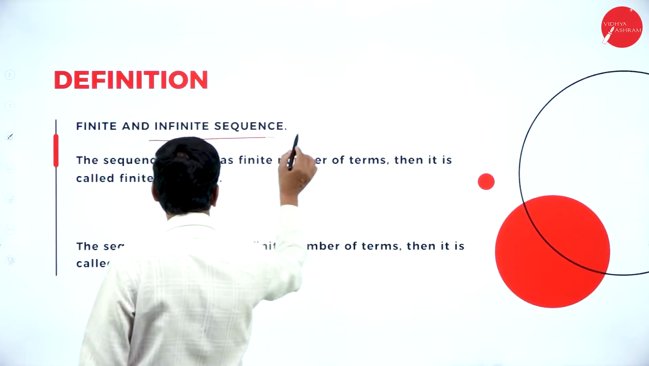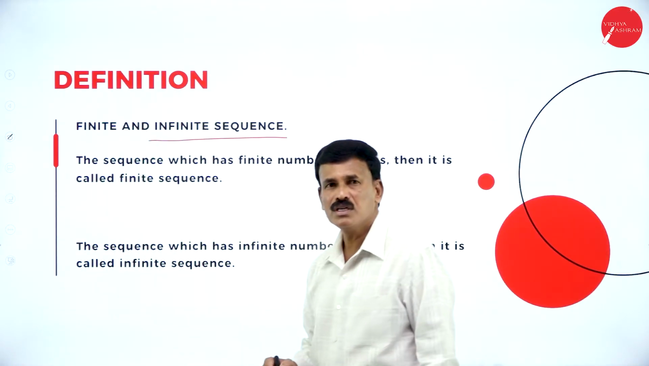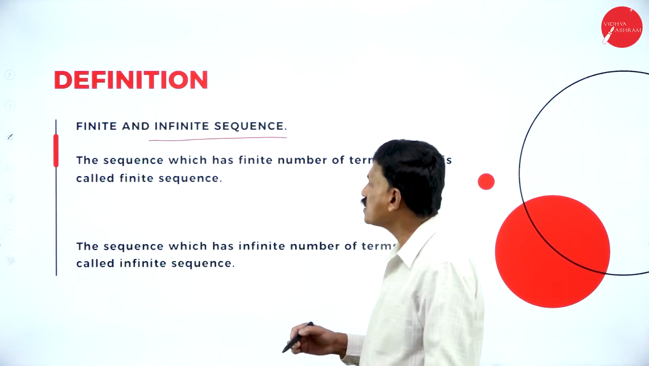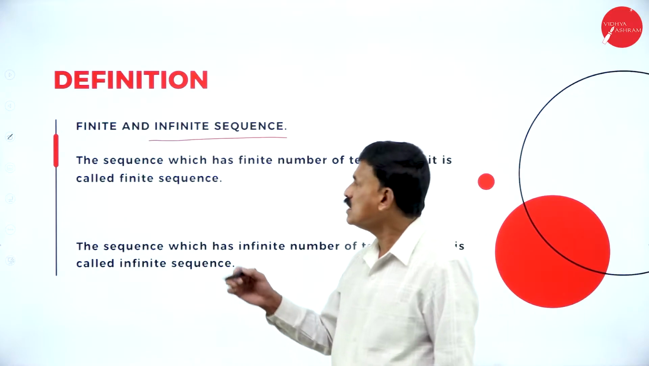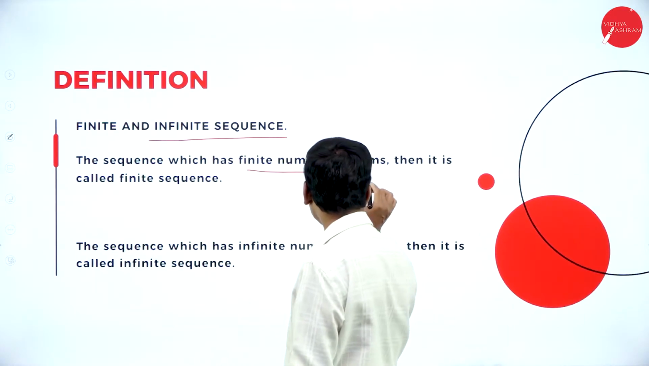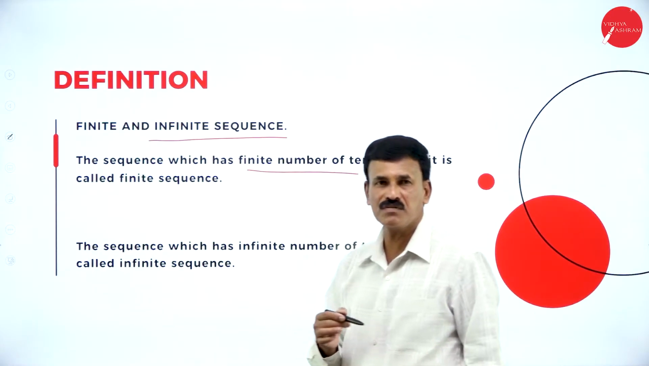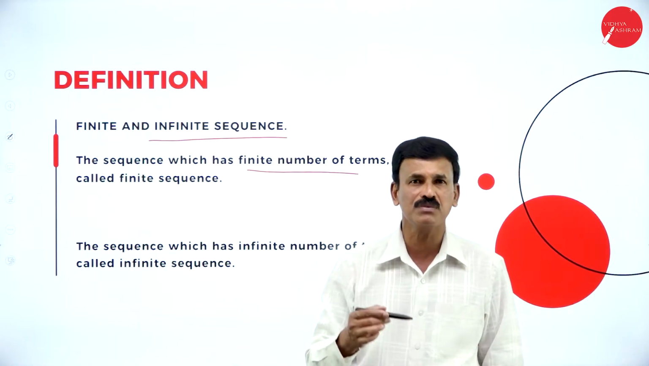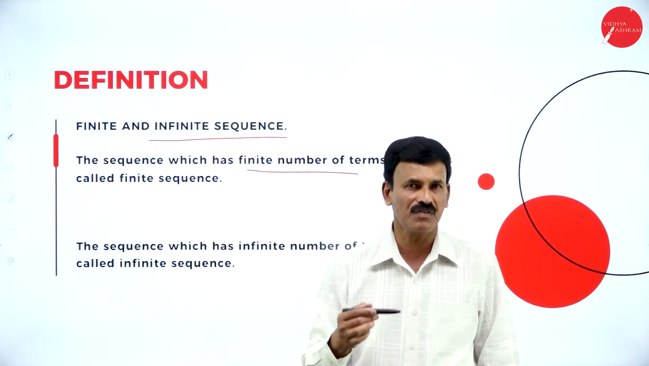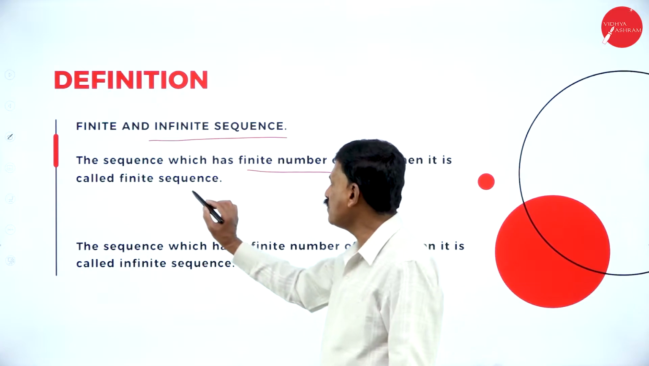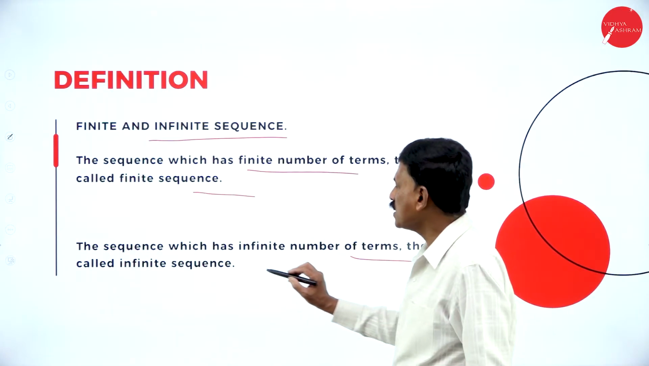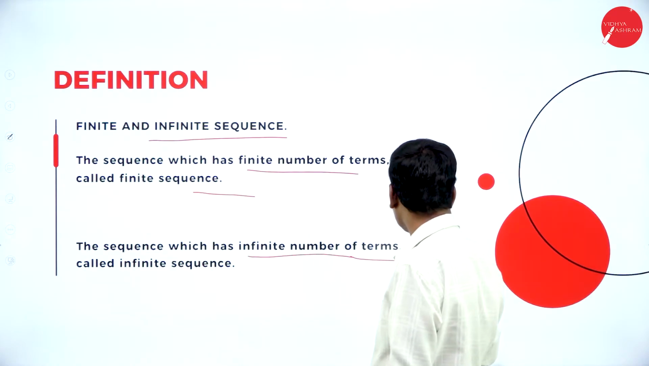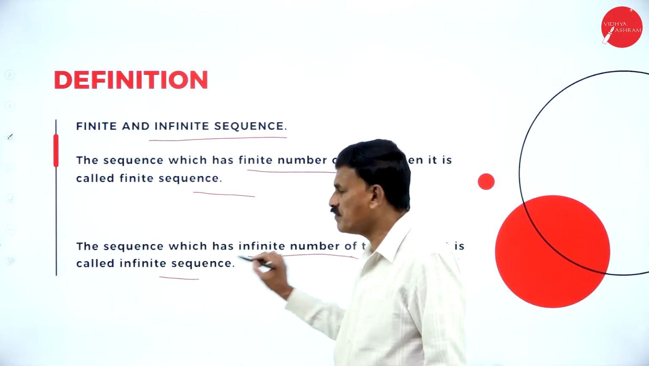Now let us come to the important concept, finite and infinite sequence. What is meant by a finite sequence and an infinite sequence? Finite means the sequence has a finite number of terms. If a sequence has a finite number of terms, then such a sequence is called a finite sequence. If it has an infinite number of elements, then it is called an infinite sequence.